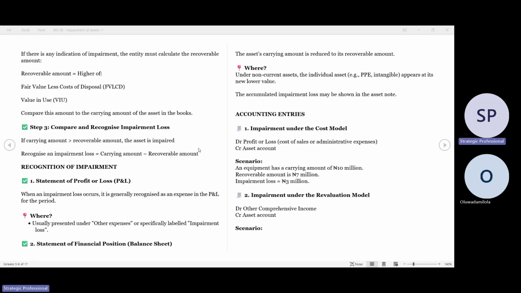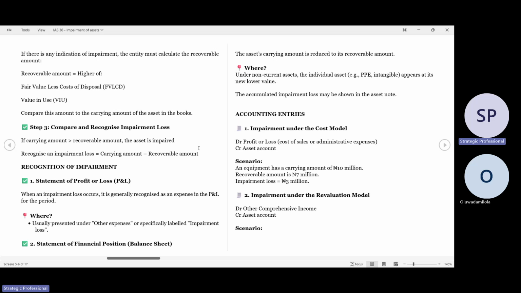Those are the two. For any other class of assets, like PPE, motor vehicle, you have to wait for an indicator that the value of this asset may be overstated. All those classes of assets, you're waiting for indicators. For goodwill and intangible assets with indefinite useful life, you don't have to wait for indicators. Okay.